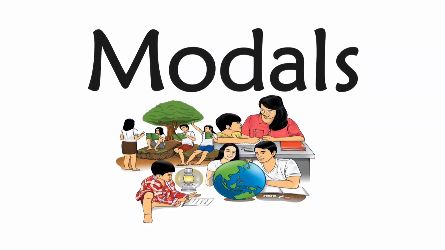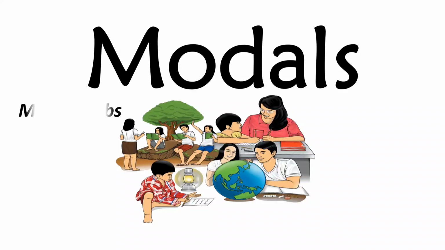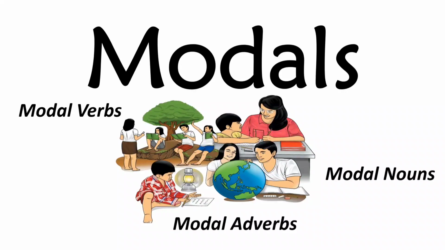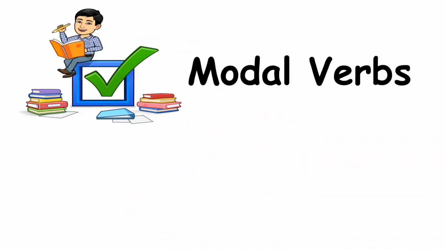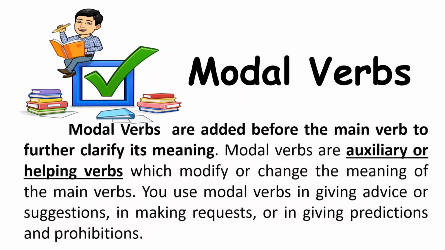We learned that the three types of modals are modal verbs, modal nouns, and modal adverbs. So to take a quick glance at what we've talked about earlier, modal verbs are added before the main verb to further clarify its meaning. Modal verbs are auxiliary or helping verbs, which modify or change the meaning of the main verbs. You use modal verbs in giving advice or suggestions, in making requests, or in giving predictions and prohibitions.